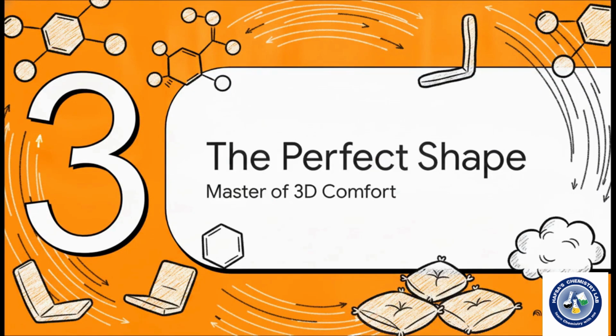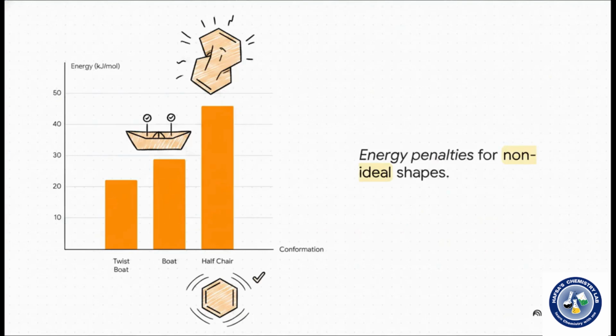Section 3. The perfect shape. Meet the undisputed master of 3D comfort, cyclohexane. If cyclohexane has zero ring strain, how exactly does it pull off this incredible feat? Simply put, by refusing to be a flat hexagon. If it were flat, all its bonds would be forced right back into that terrible, eclipsed, airplane middle seat nightmare. To avoid this, it contorts.